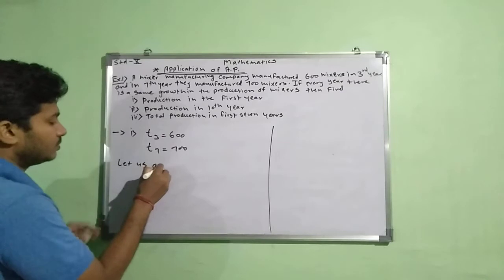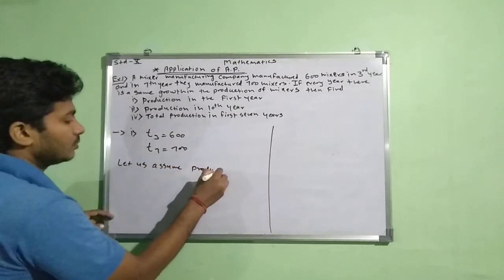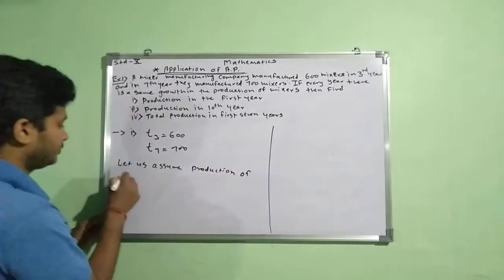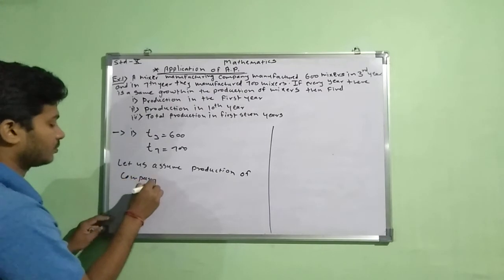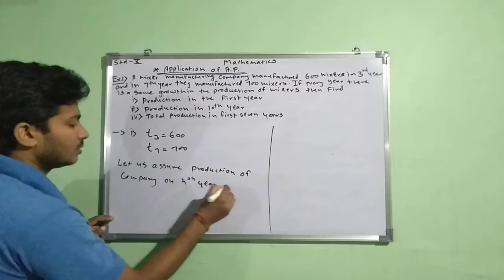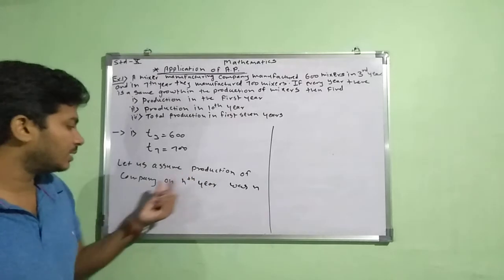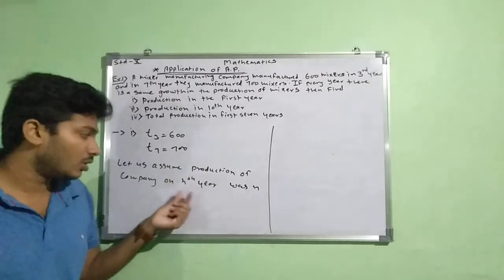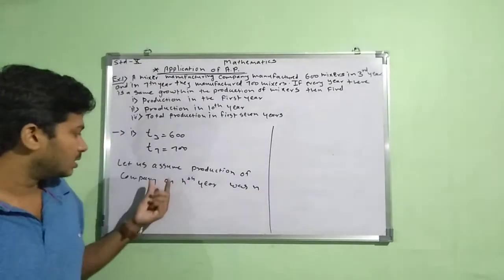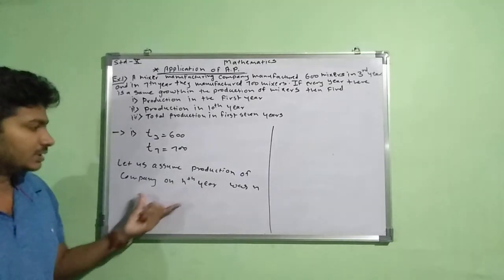So we can consider that, let us assume the production of the company in the nth year was n. That means we can assume that the production of that company in the nth year was n, that is, n amount of mixture is manufactured by that given company, that we have considered.